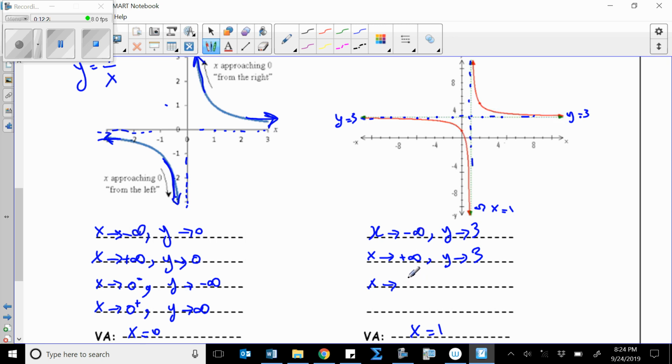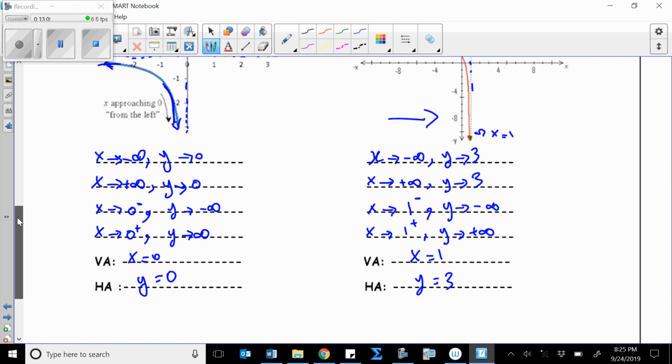So x is getting close to 1, but it's getting close from the left side, so we're going to put a negative sign here. Then what is happening to your y? Y is just decreasing, going down and down forever, so going to negative infinity. Now what is happening to your y value? X is trying to get close to 1 here again, but from the right side. Now I can see that the y value is increasing, it's going up forever, so it's going to positive infinity. So this is the end behavior of this function.